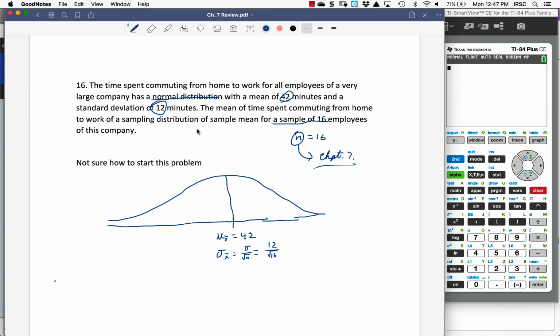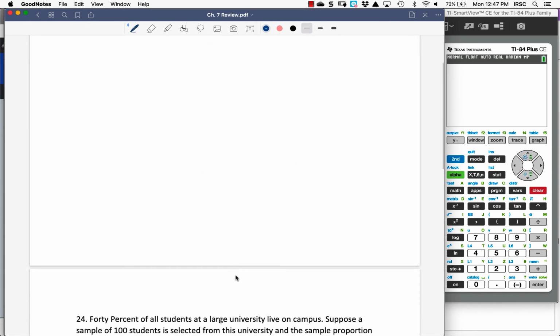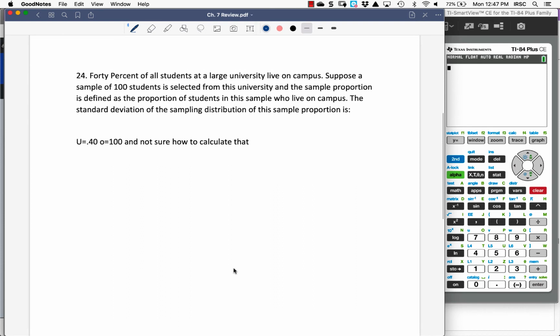We can do it because the original material has a normal distribution. If you wanted to know what the chances of it taking more than 50 minutes or less than 30 minutes were, you could put that on here and figure it out. But there's no question. So I'm stuck on this one right there. Okay, let's go look at the next one.